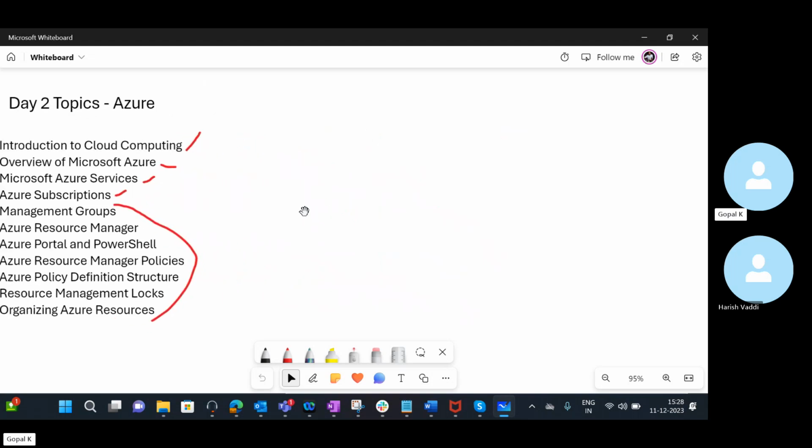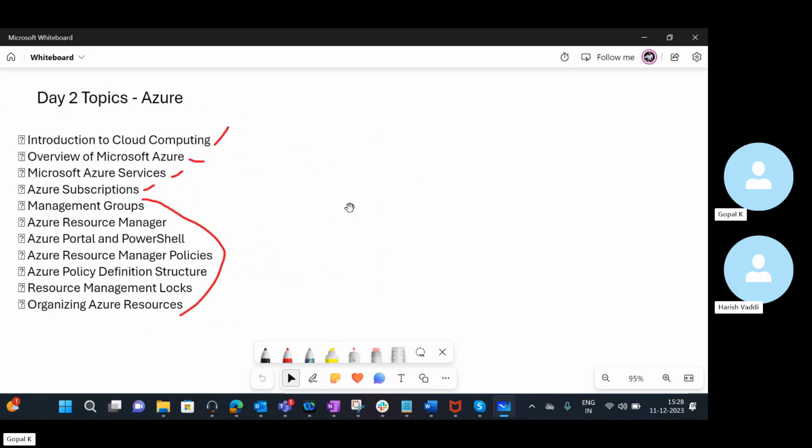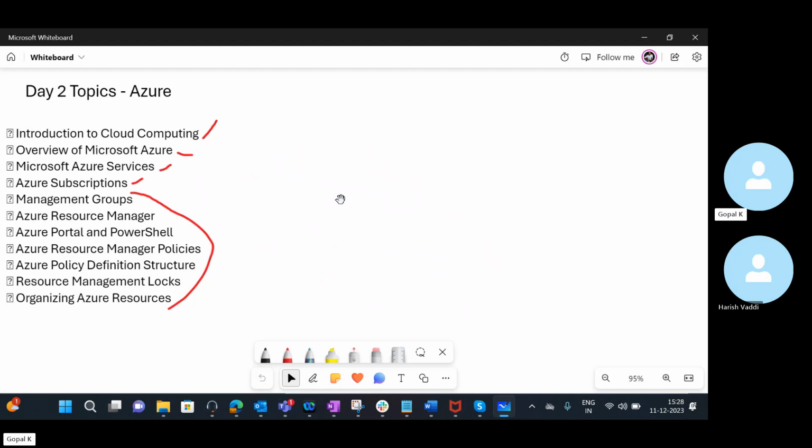Okay, so before I just jump into the cloud, I just want to understand how much understanding you have pertaining to cloud. So what do you mean by cloud, Harish?